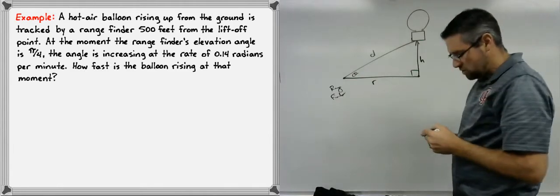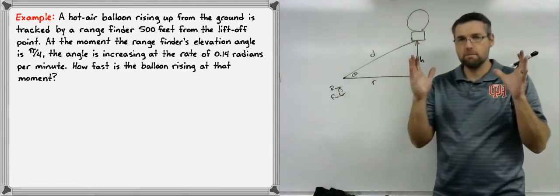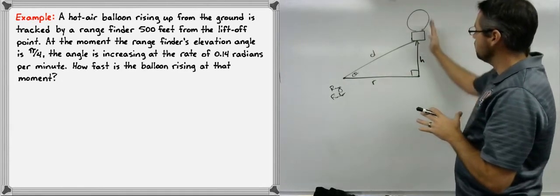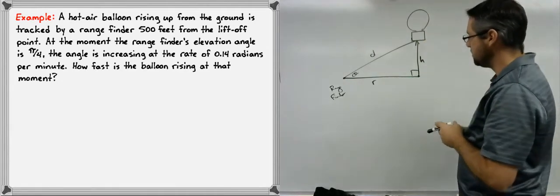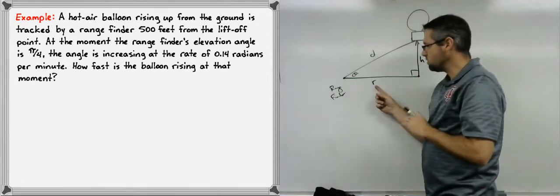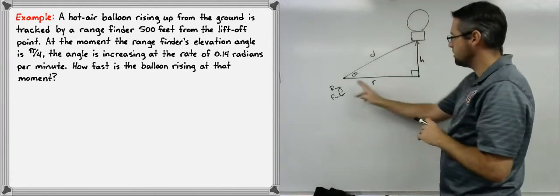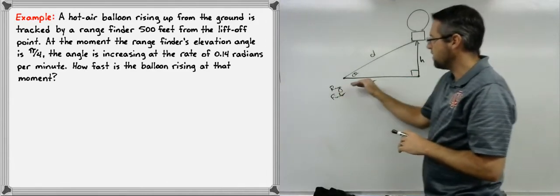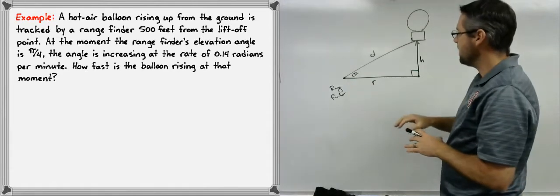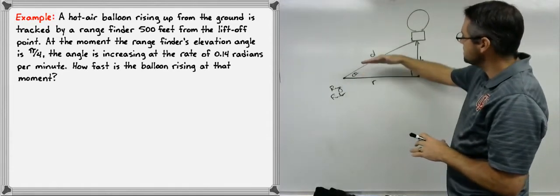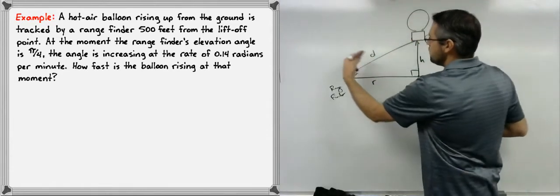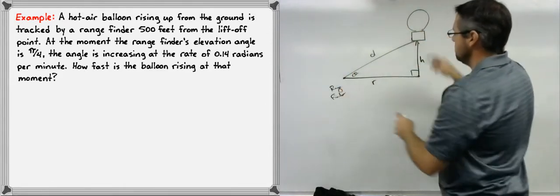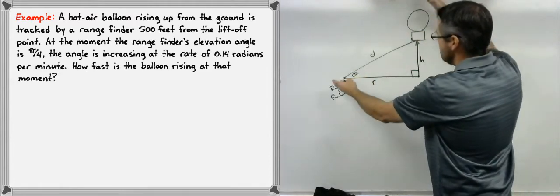Now, we have to ask ourselves, what components are changing here? Well, as the balloon rises, obviously the height is changing. Is r changing? Well, no, r is not changing. The distance between the rangefinder and where the balloon took off is staying the same. The rangefinder isn't moving back and forth. Well, is the angle changing? Yes, the angle is changing. The angle is increasing as the balloon goes up. Is the distance between the rangefinder and the balloon changing? Well, yeah, as that goes up, it's getting longer.